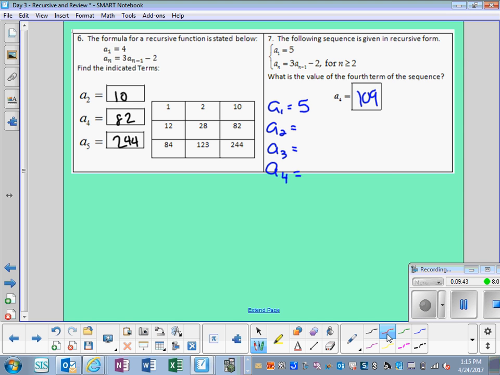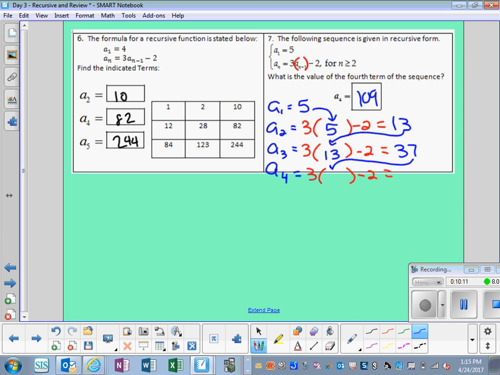All right. So number 7, you start with 5. Look at your recursive formula, right? Yeah, I said 3 times the number before minus 2. 3 times 5. Oh, I get it now. Never mind. I get the whole thing. 3 times 13 minus 2 is 37. 109. And that equals 109. All right, that's how you do that.